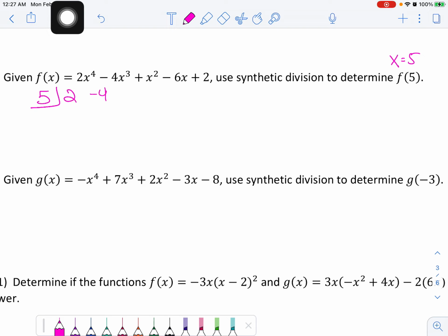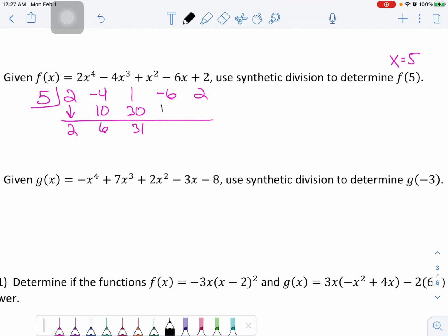So 2, -4, +1, -6, and 2. I don't need any placeholders here. First number drops, multiply, add, multiply, add, multiply, I believe, let's see, 155. I don't know how my pen just changed color. Let's try that again. 155. So add those up is going to put me at 149.